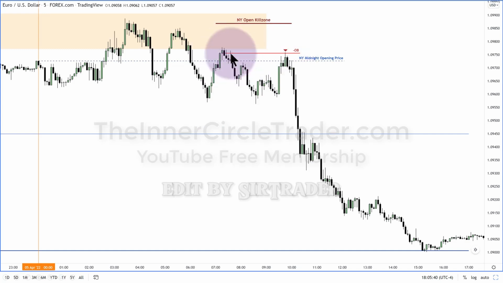Why doesn't it take out this high? Because it has an imbalance here. That imbalance tells you this is an intermediate term high. If we're bearish, it shouldn't take this high out. Now, again, an imbalance or fair value gap associated with a swing high or swing low. In this case, this is an intermediate term high.